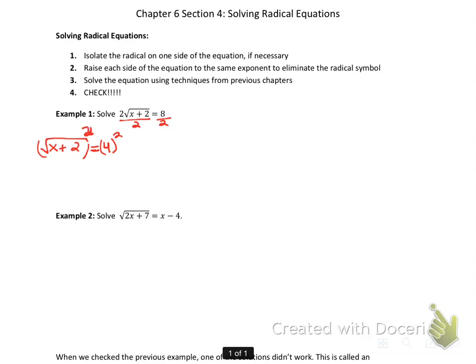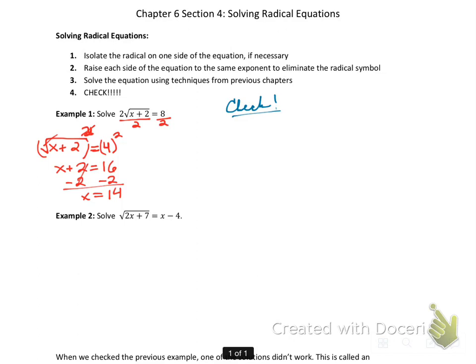Once we've squared both sides, the square and the square root cancel. So we get that x plus 2 equals 4 squared, which is 16. Now we just solve for x. So we subtract 2 from both sides. So x should equal 14. Now we have no idea whether or not that's actually going to work until we check, which is step 4.